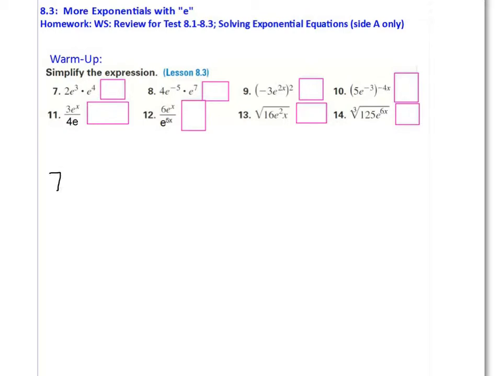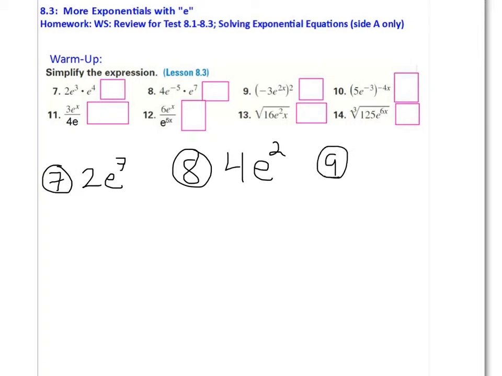Okay, so for number 7, the coefficient of 2 stays, and then we add our exponents to get an exponent of 7. For 8, the coefficient of 4 stays, add our exponents, and we get e squared.